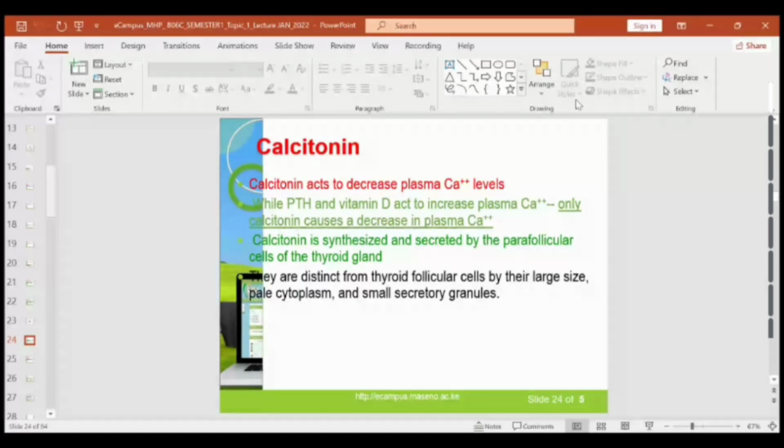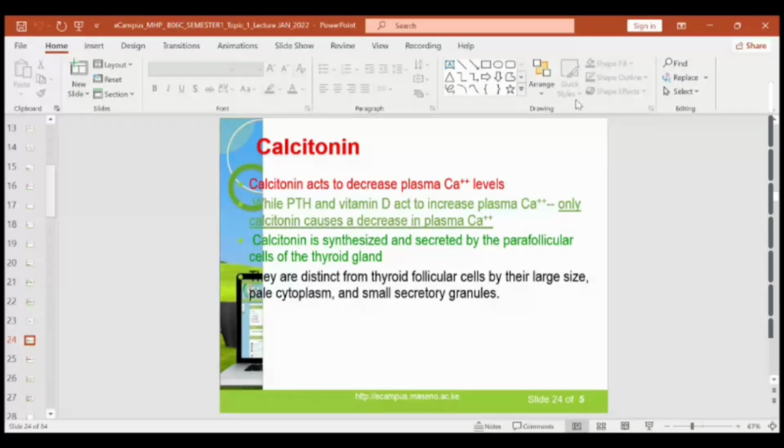and then PTH will be synonymous with insulin. So calcitonin will be synonymous with insulin, and PTH will be synonymous with glucagon. So have that picture in mind. PTH and vitamin D act to increase the calcium level, so it's only calcitonin that causes a decrease in the level.